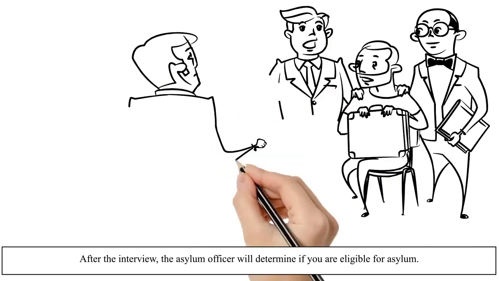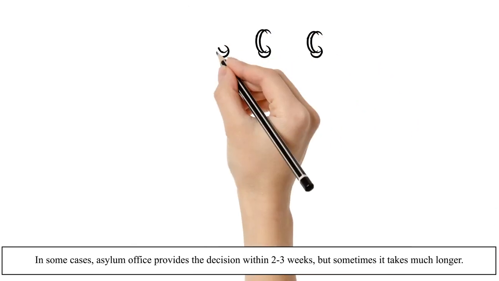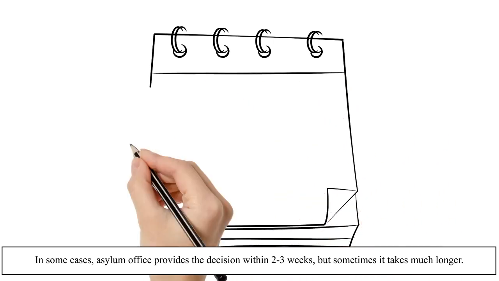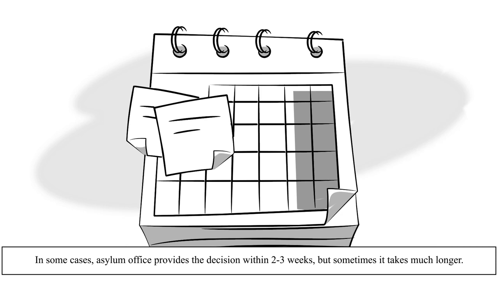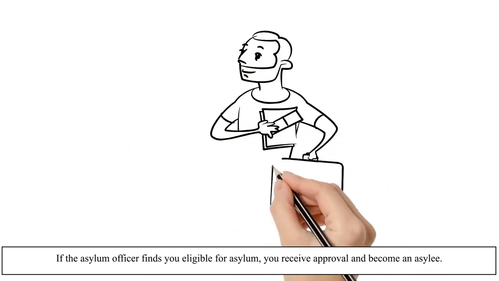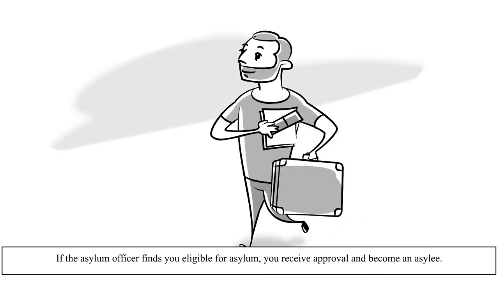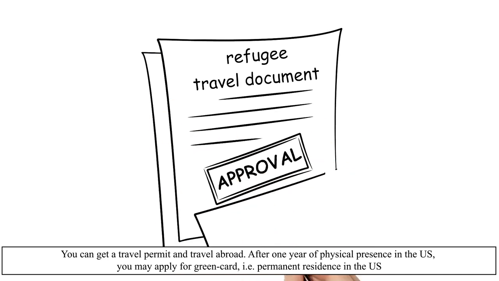After the interview, the asylum officer will determine if you are eligible for asylum. In some cases, the asylum office provides the decision within 2 to 3 weeks, but sometimes it takes much longer. If the asylum officer finds you eligible for asylum, you may receive approval and become an asylee. You can get a travel permit and travel abroad.